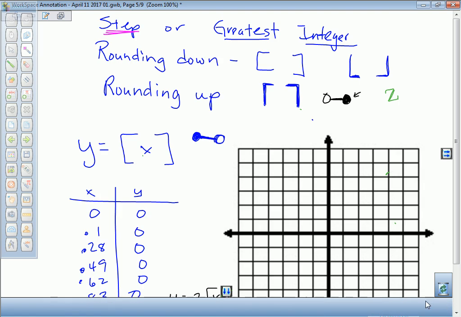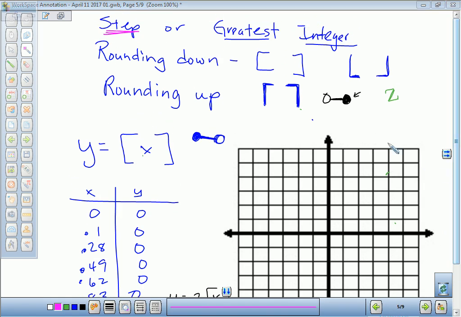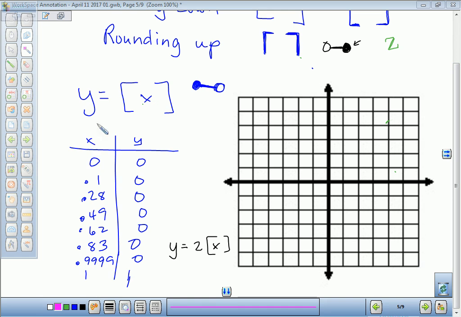Okay, so now let's actually look at their graphs. When we graph them, there's two names that we call them. The rounding down functions are called step functions or greatest integer functions. So the rounding down will look at these two ways. The rounding up will look like this. Now, when we think about the parent graph for the step function, y equals the greatest integer x that is less than the given value.